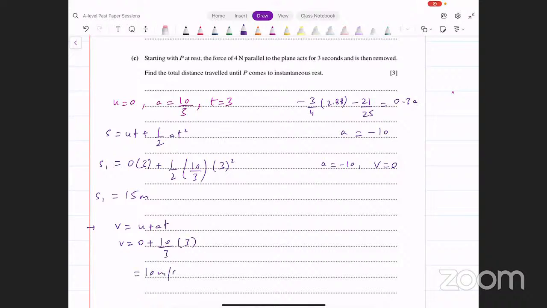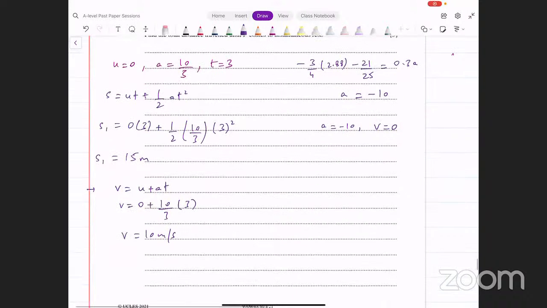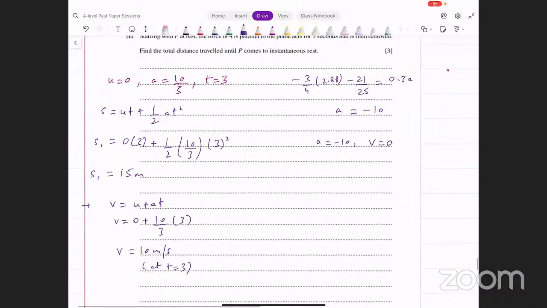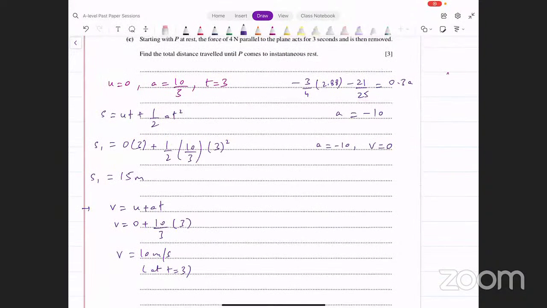So basically आपकी जो velocity थी first 3 seconds के बाद, वो ये आ गई 10 meters per second. अब ये velocity आपकी यहाँ पे दूसरे part के लिए initial velocity होगी. It's going to be u for this part. That's going to be 10.